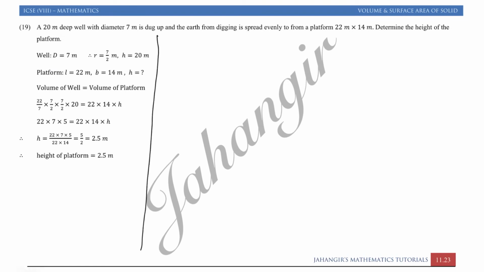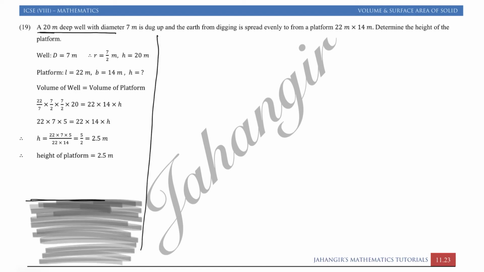Question 19th. A 20-meter deep well. See here, I will explain you. Here, let us say this is a ground level. Let us mark this as a mud. This is a ground level. Here we have ground. And we are digging up the well. You are digging the well like this, somewhat. And removing the mud.